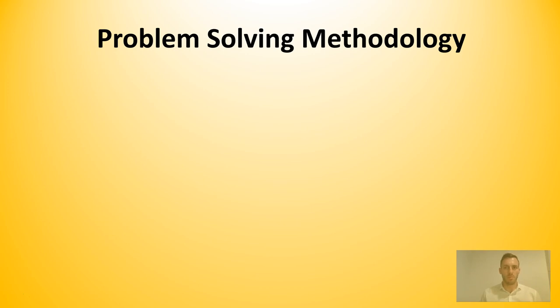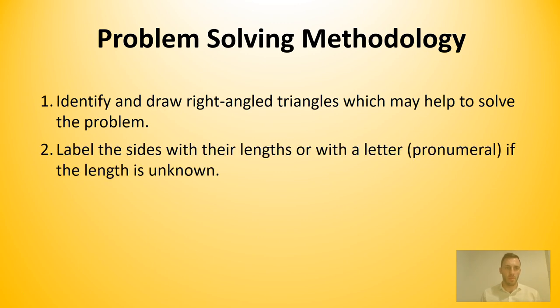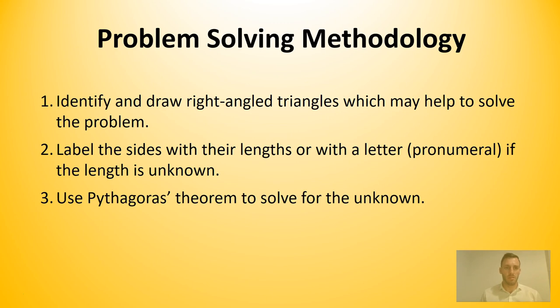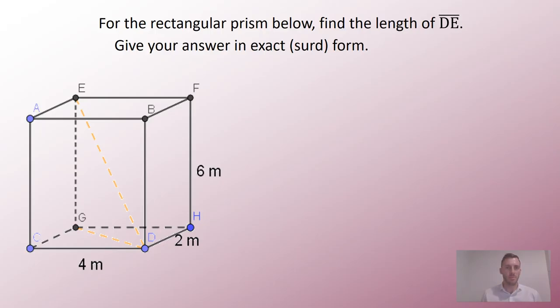Remember, when solving problems using Pythagoras' theorem, we can follow a few steps to help us solve the problem. The first step: identify and draw the right-angled triangle which may help solve the problem. Second step: label the sides with their lengths, or with a letter if the length is unknown. Then use Pythagoras' theorem to solve for the unknown, and then solve the problem with any further calculation or answering in words. Here we have an example.